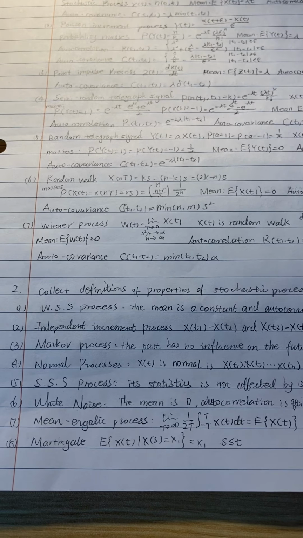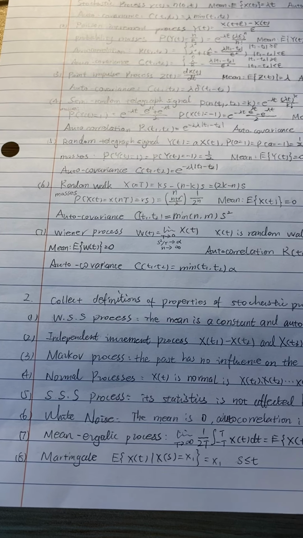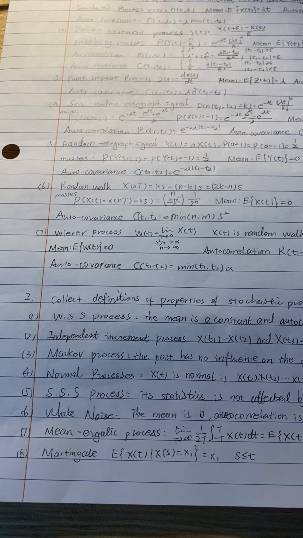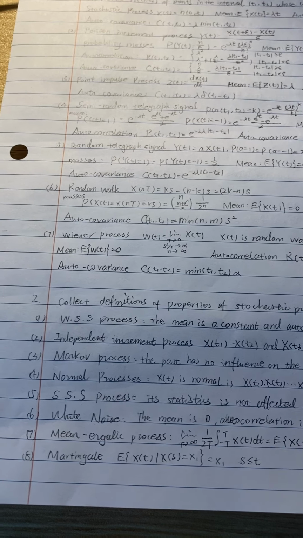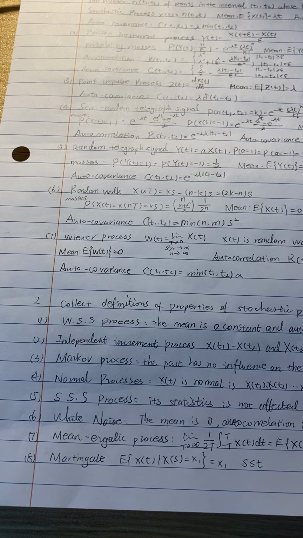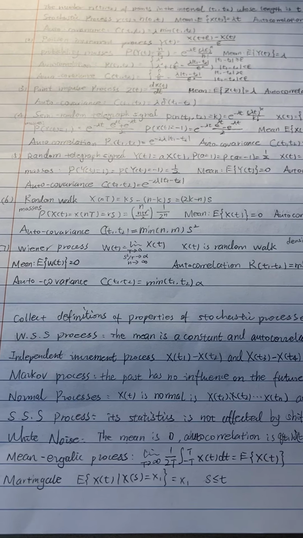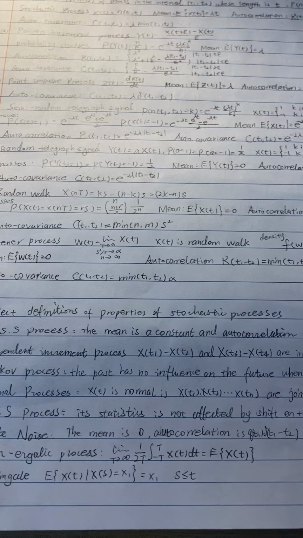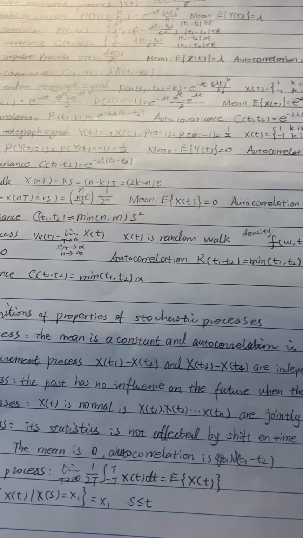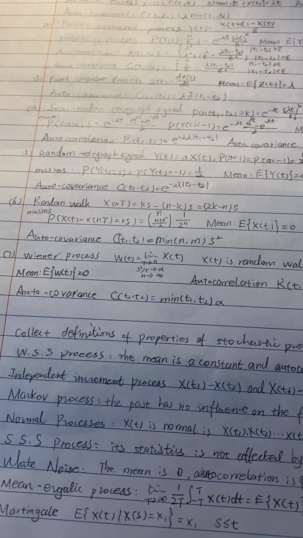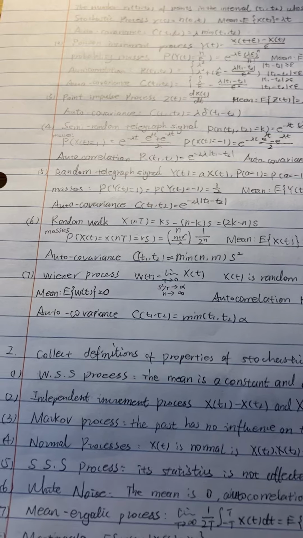Number 2, the question is, class the definitions of properties of stochastic processes. The first one is the WSS, wide-sense stationary process. A stochastic process is called a wide-sense stationary process when its mean is a constant and the autocorrelation is a function of time difference. The WSS is only defined by the mean and the autocorrelation.